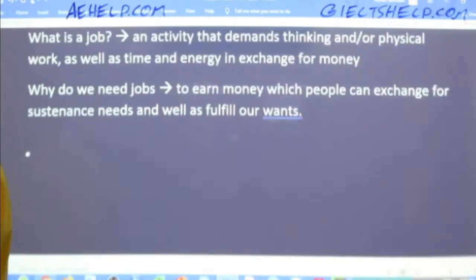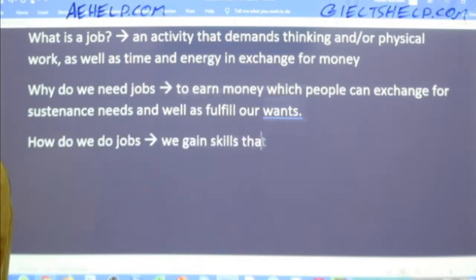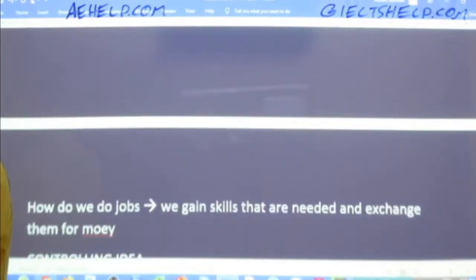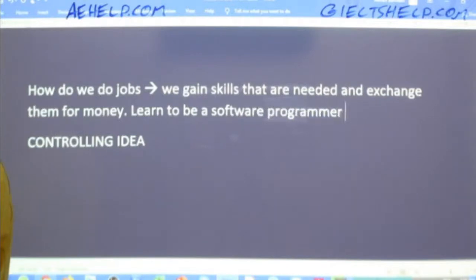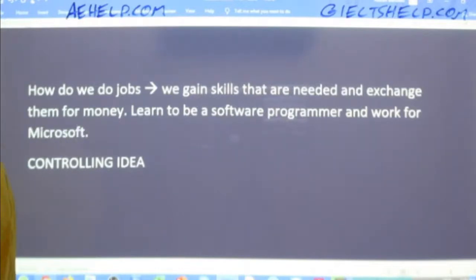Now, how do we do it? That's a simple one. How do we do jobs? We gain skills that are needed and exchange them for money, right? So learn to be a software programmer and work for Microsoft. Okay, let's say, for instance.